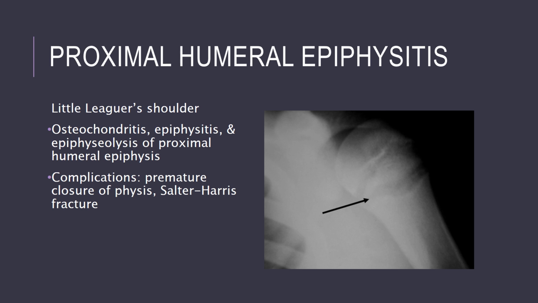Now we can look at proximal humeral epiphysitis, or the Little Leaguer's shoulder. This injury includes osteochondritis, epiphysitis, or epiphyseal cyst to the proximal humeral epiphysis. Complications, if this goes untreated, are premature closure of the physis, so the athlete's humerus will not be able to grow to its full size, or a Salter-Harris fracture.